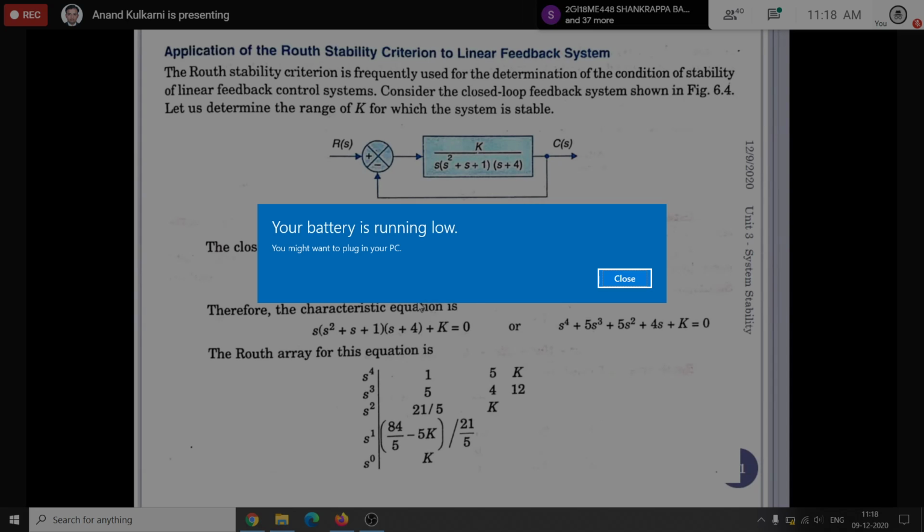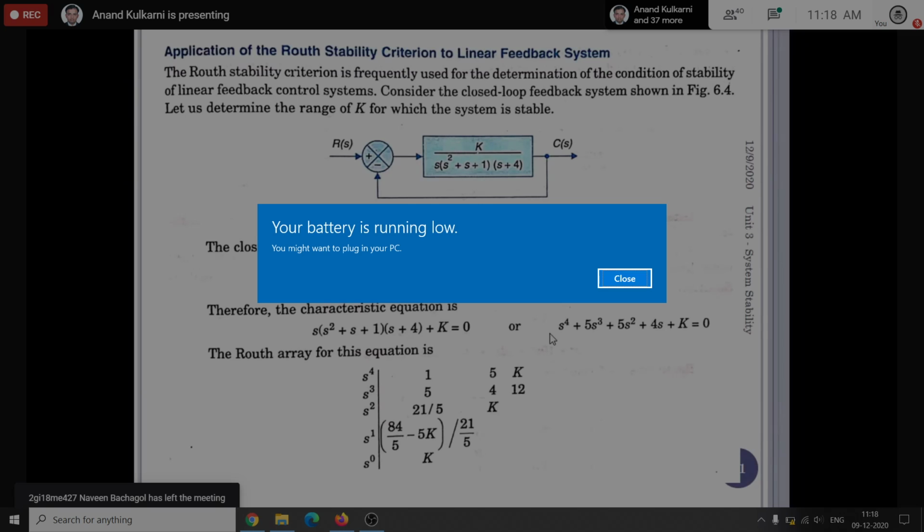So it becomes k into this one. So find out the characteristic equation denominator, that is s into s square plus 1 plus s into s plus 4 plus k is equal to 0. Multiply this and simplify. So it will become s4 plus 5s cube plus 5s square plus 4s plus k is equal to 0. Now the application is, for making the system stable, what should be the value of k? This type of problem we have already done. We are doing one more problem like that.